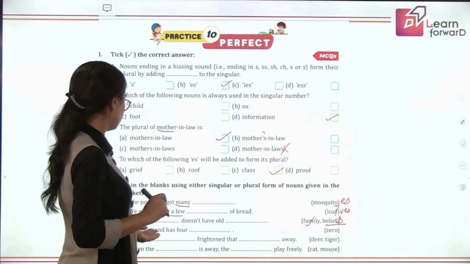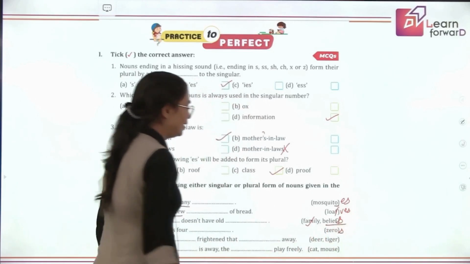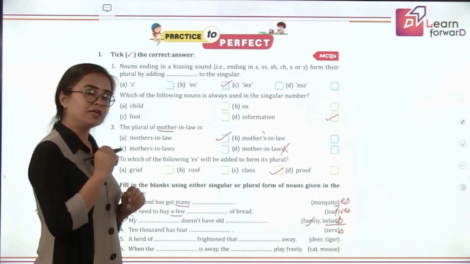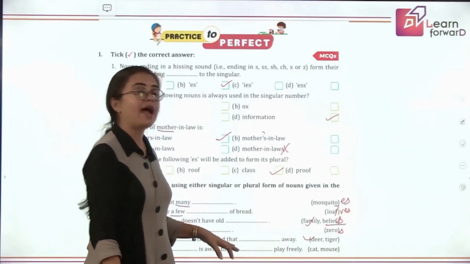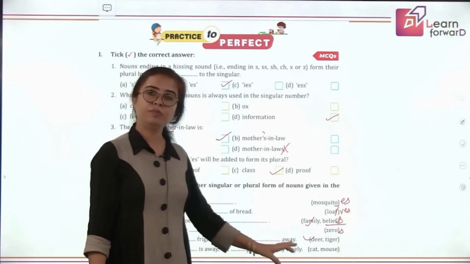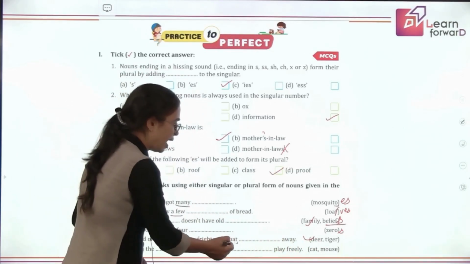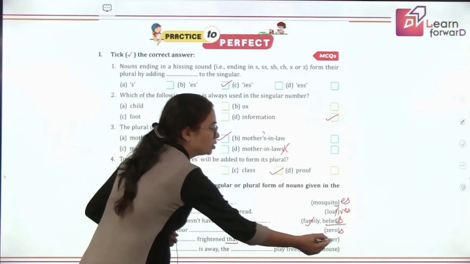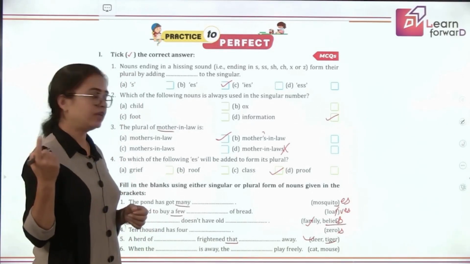Now 10,000 has 4 zeros, so it will be plural here. A herd of deer: the plural of deer is also deer, so we will use it like that only. Frightened that, because we are talking about plural, do you mean it will be plural? No. See what's written here, that is used for singular only. So we will use tiger also in singular, will not say tigers. So you have to be very careful.